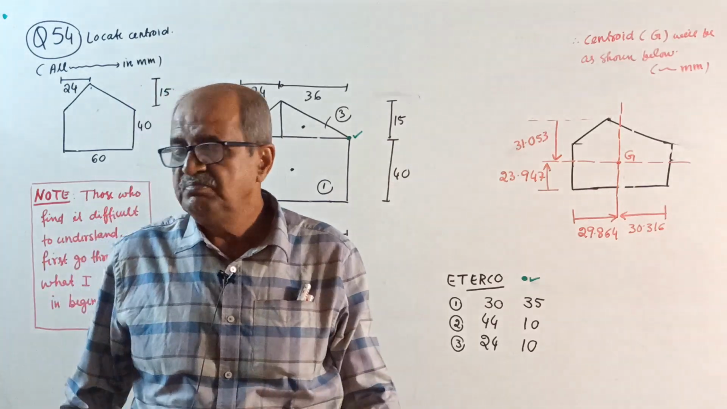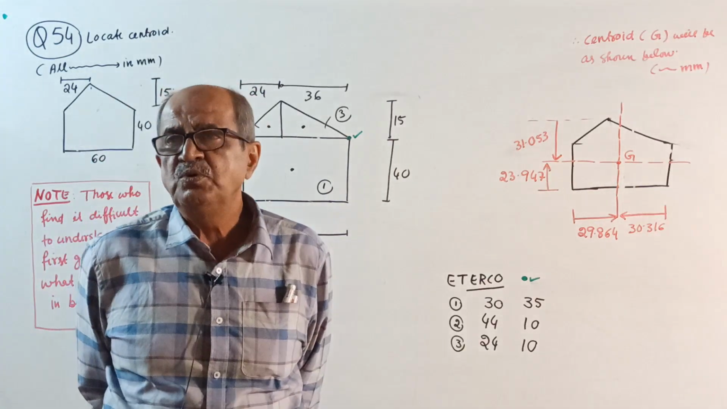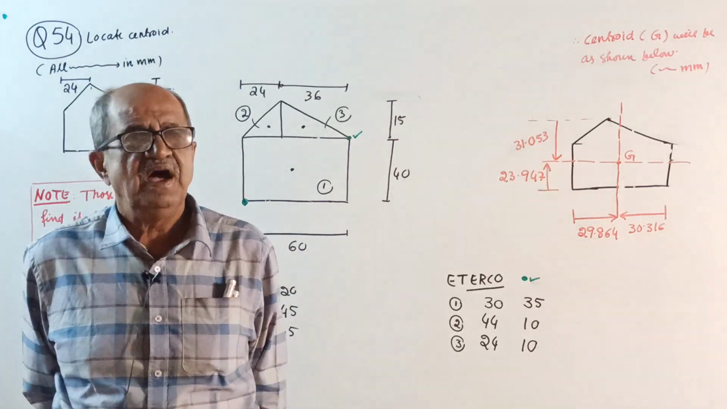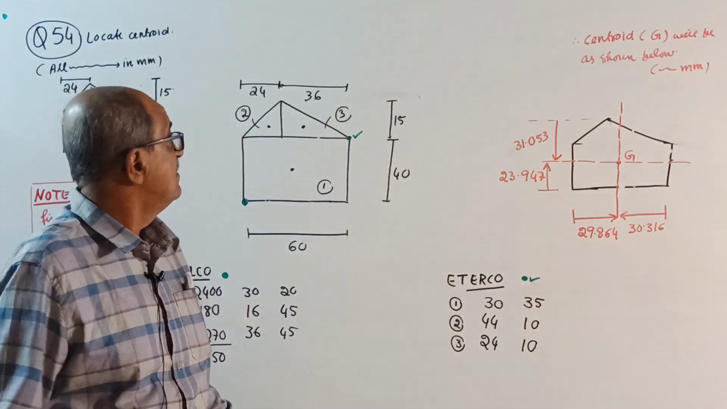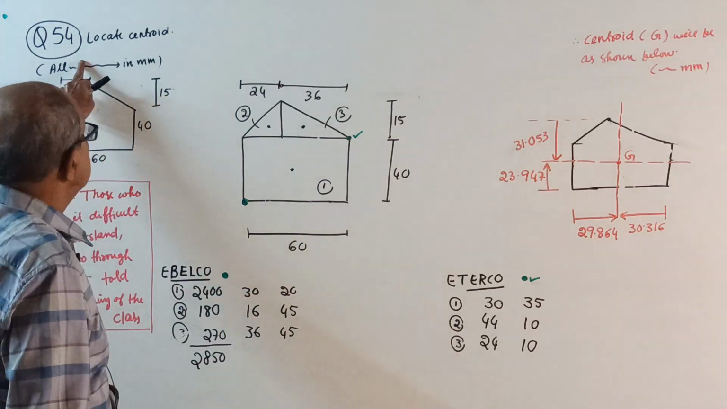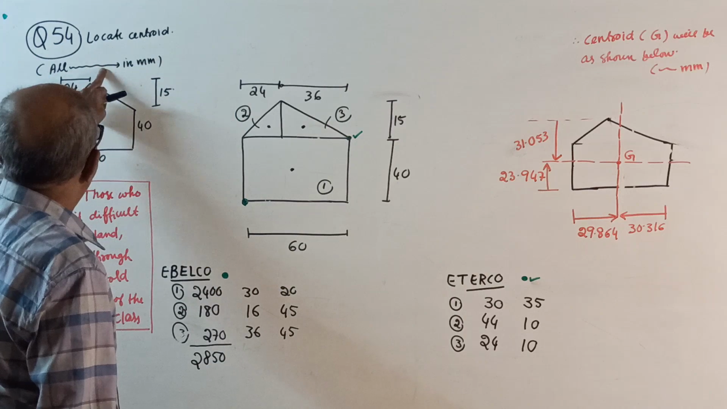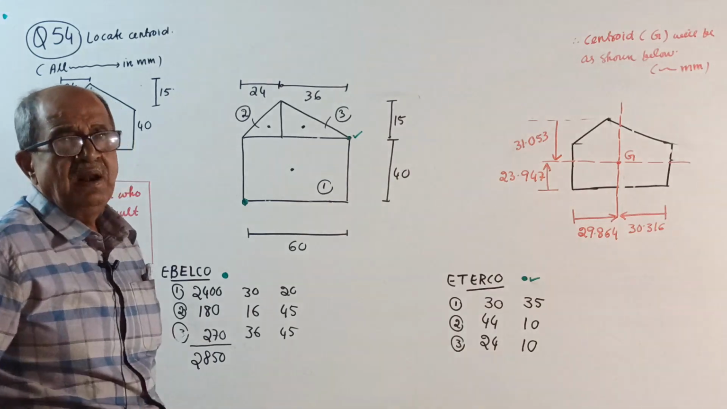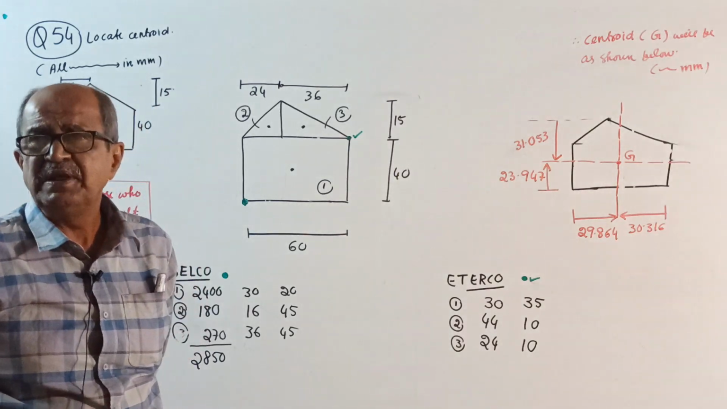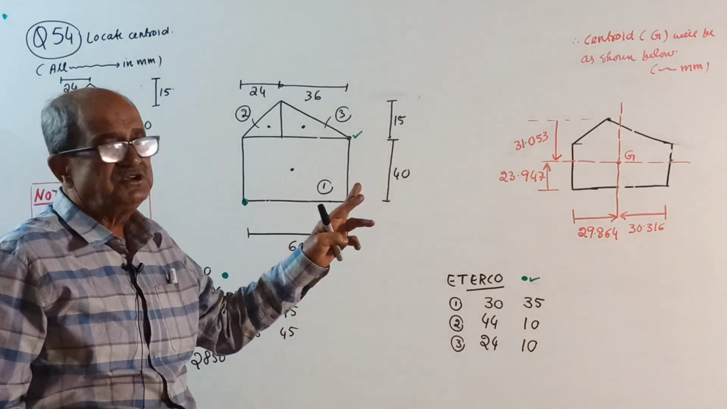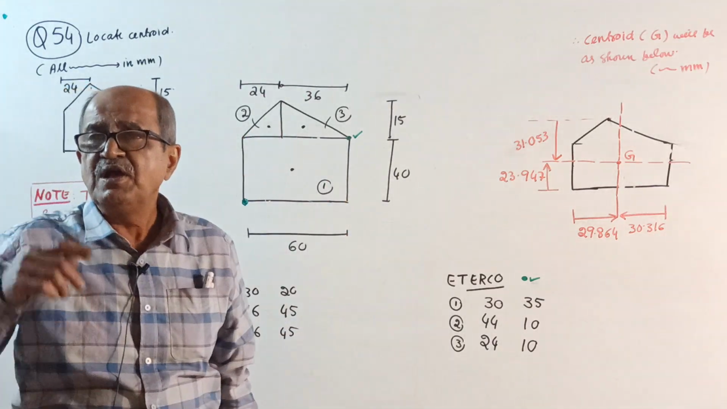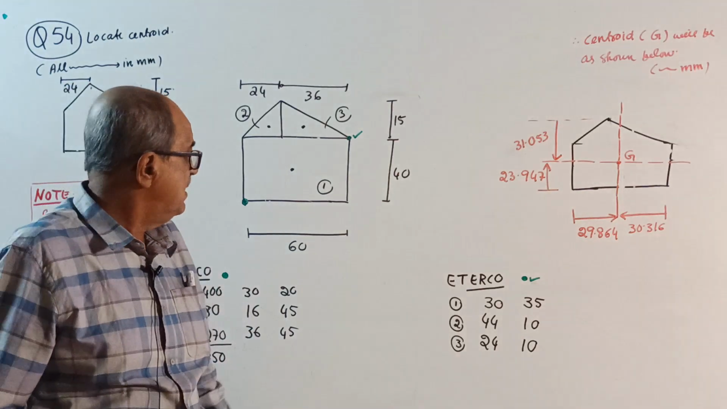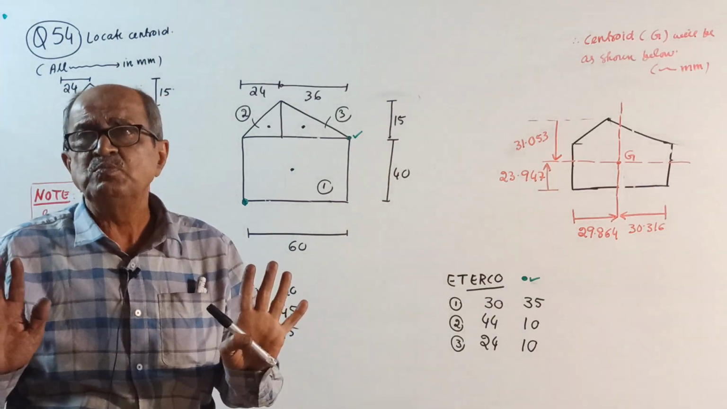Welcome to all. I will continue the series of questions that is purely exercises, as I told last time. Question number 54. Locate centroid. All dimensions in millimeter. Sketch given here. And remember, plenty of questions I will give. All these questions for later, I will continue as exercise only for moment of inertia. But some brief writings I may do.